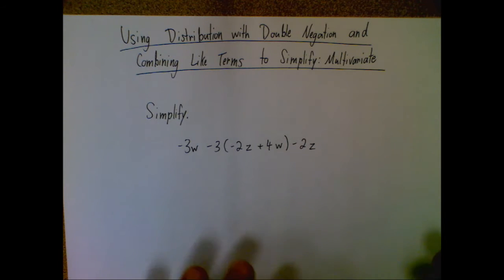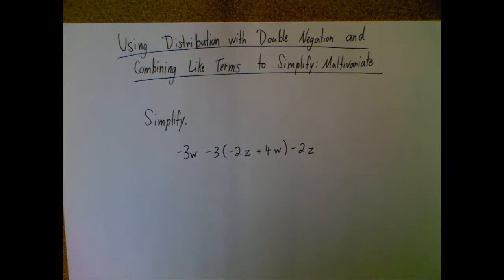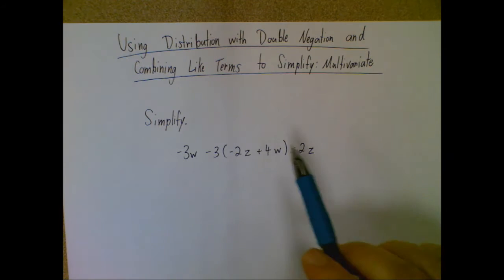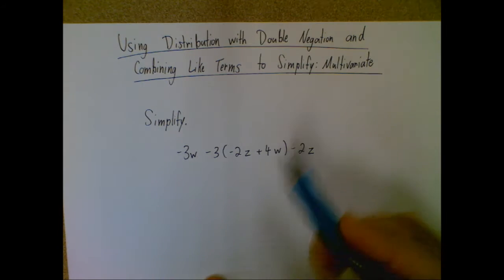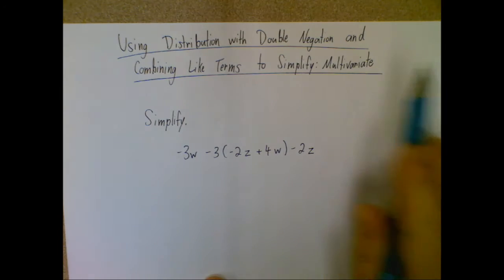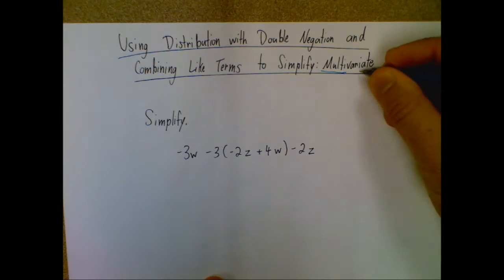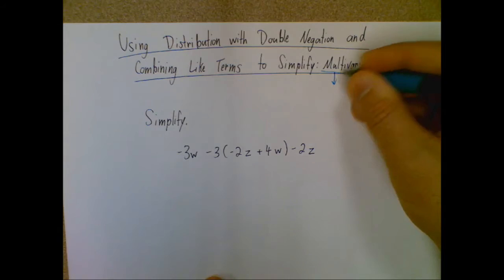Bowen. Today we're going to be looking at using distribution with double negation and combining like terms to simplify in the multivariate. I need to shorten these names up a little bit. Anyway, that's a big long name that just means we have a couple techniques here that we're going to use to simplify. And this one is a word we don't use as often as maybe we should, but let's just go ahead and break it apart.